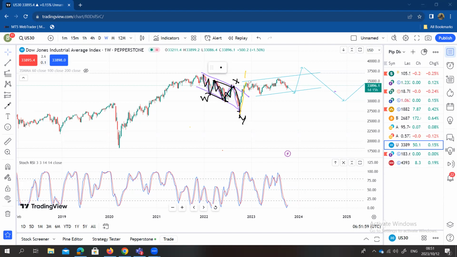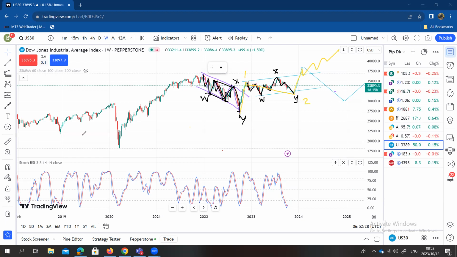Right after that wave 1, we've got this correction here, 1, 2, 3, 1, 2, 3, and 1, 2, 3. So I'm still waiting for that to complete, to make a W, an X, and a Y, which gives us a wave 2 in the yellow degree. So all of this would be wave 2 in the yellow degree. And from there, we expect the market to keep going up.